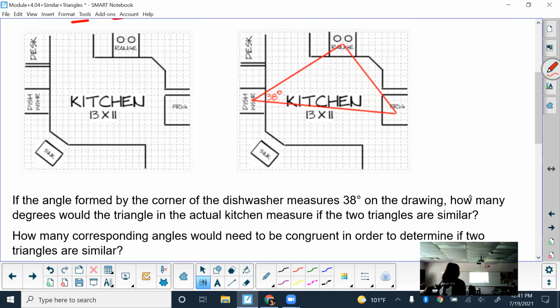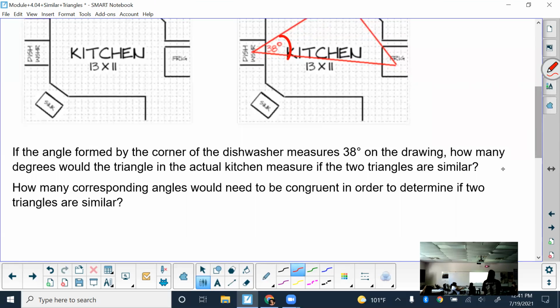All right, look back to one of the first few slides. Do similar triangles have the same or different angle measures? They have the same angle measures. So if this corner is 38 degrees on the drawing, what would it be on the actual kitchen? What do you think? All right, exactly, it should be the same, right? Because corresponding angles are congruent.